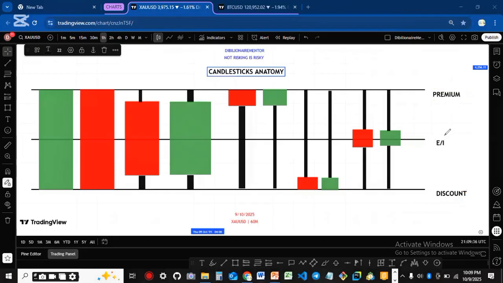So equilibrium or indecision simply means decisional zone. This is where we basically sit on our heads to know if we are going to be buying or selling. As simple as it is, nothing complex at all. Very, very simple.